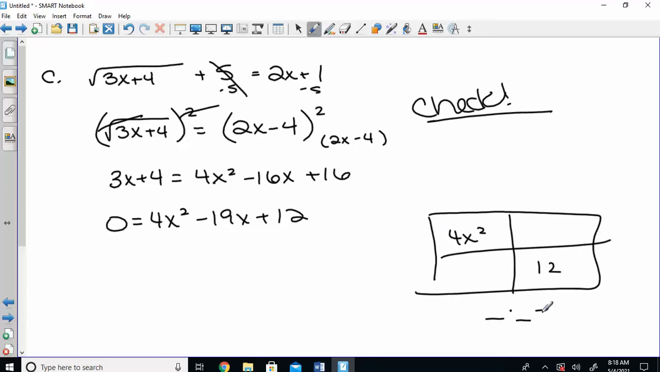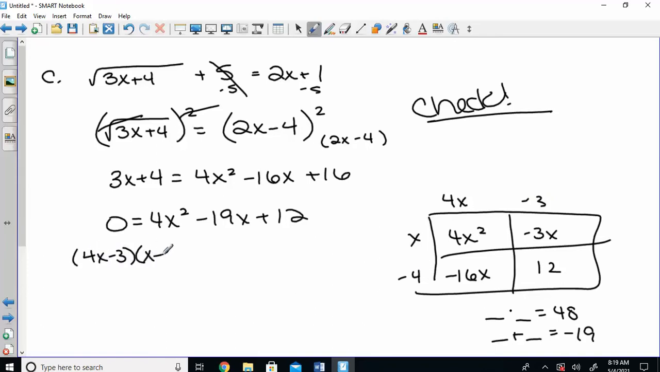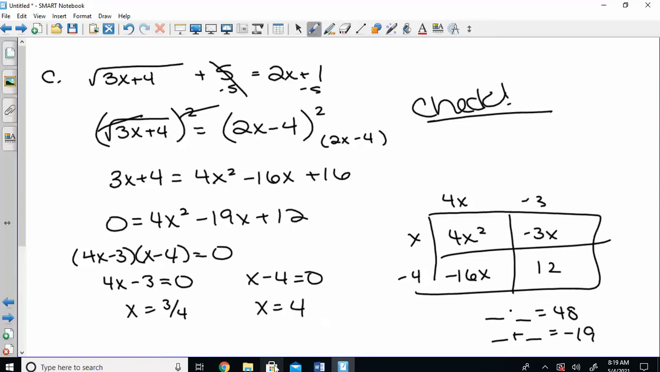Those two things multiply to 48, and they need to add to negative 19. So what's that going to be? If we factor, we get 4x minus 3, x minus 4. So if you set each of those equal to 0, we get 3/4 and positive 4.